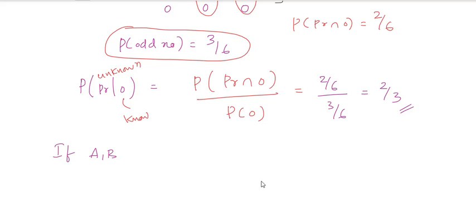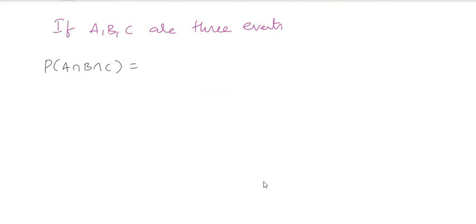If A, B, C are three events, then what is the probability of A intersection B intersection C? It will be the probability of A times the probability of B given A times the probability of C given A intersection B. So this is the part of that criteria. Is my point clear? This is for three events.